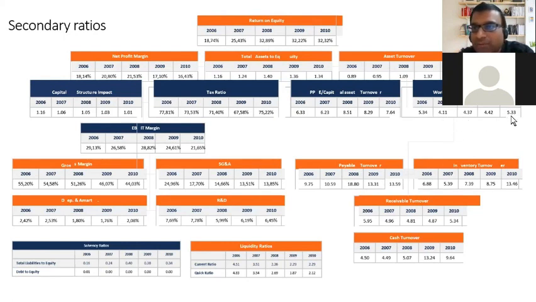The working capital turnover ratio again dipped from 5, but it has come back on top, right? Then you have the PPE to capital asset turnover ratio, right? So you have this ratio also, which has shown some ups and downs, right? What we will do, when we do the practicals of it, is go into more details, one ratio at a time.